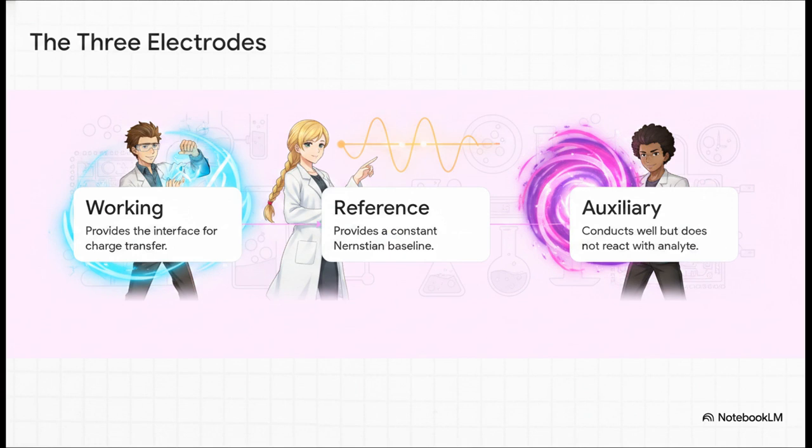The working electrode is our star player. It provides the exact interface where that charge transfer happens. The reference electrode, it just sits on the sidelines providing a constant, reversible Nernstian baseline for us to measure against. And then the auxiliary electrode acts as a sink, or a source, for the current. It conducts really well, but it doesn't actually react with the bulk analyte, which keeps our reaction isolated exactly where we want it.